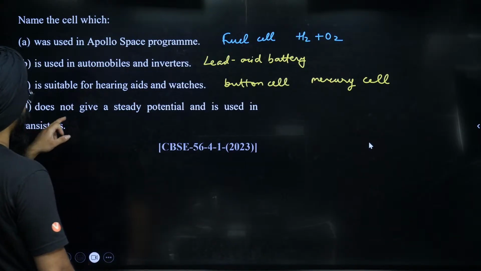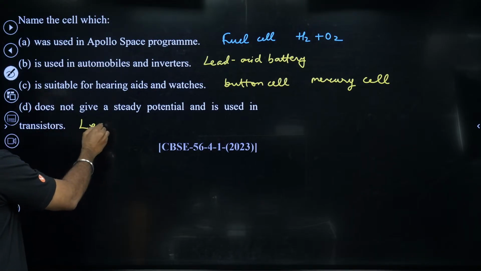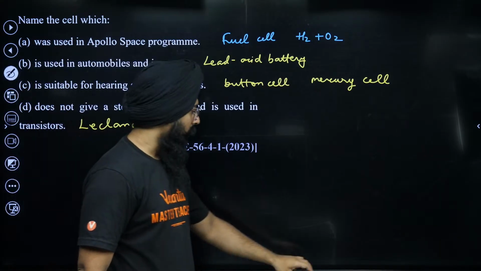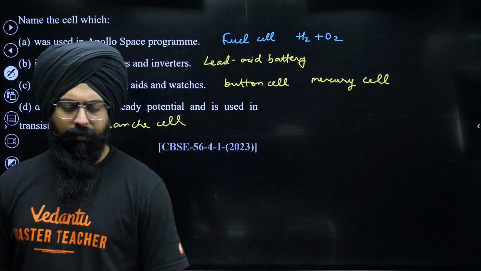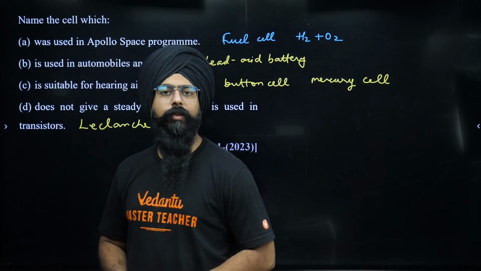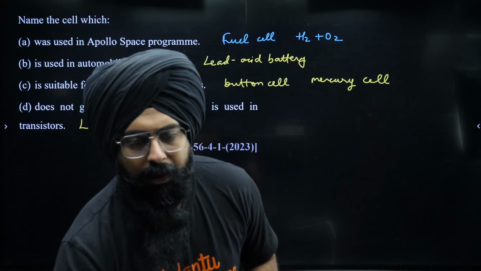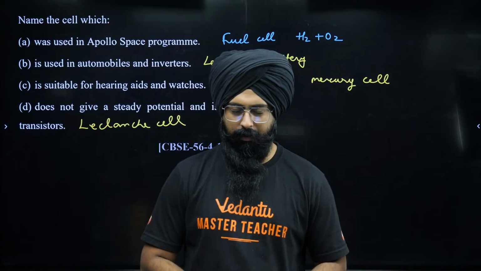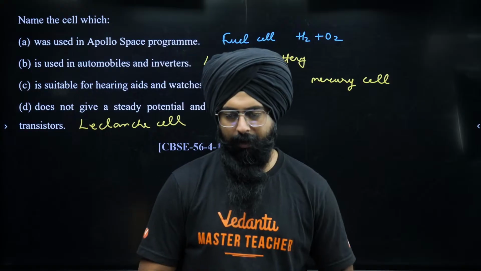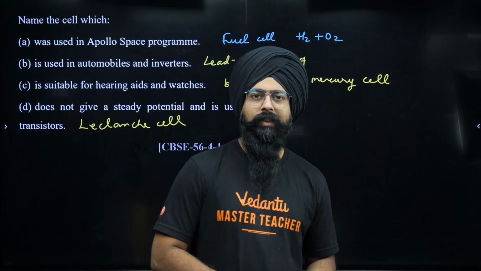And last one, does not give a steady potential and is used in transistors. This one is your Leclanche cell. People, what is Leclanche cell? Does anyone know? Have you ever seen a Leclanche cell in life? Can you tell me in the chat if you've ever seen a Leclanche cell in life? Let me check. What do you guys say? You say no, sir. Yeah, this is the problem with our education system.